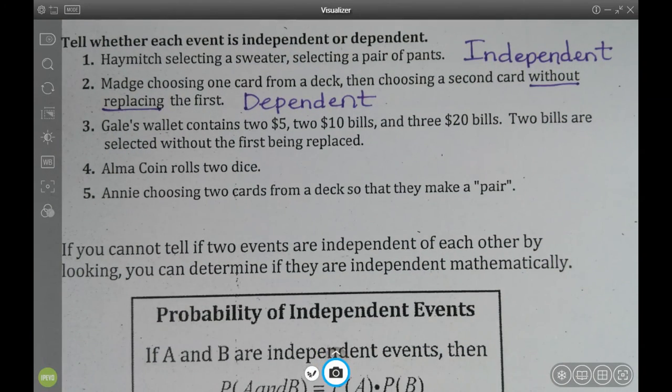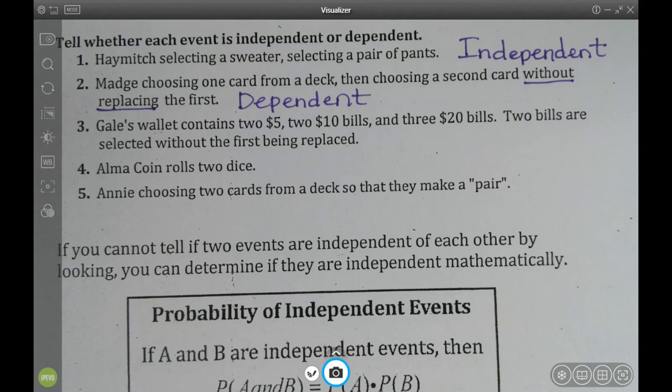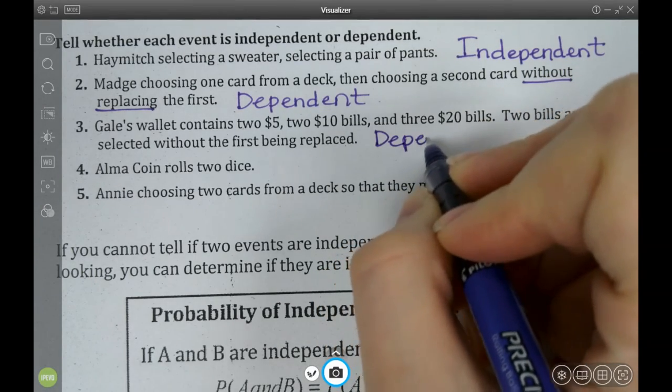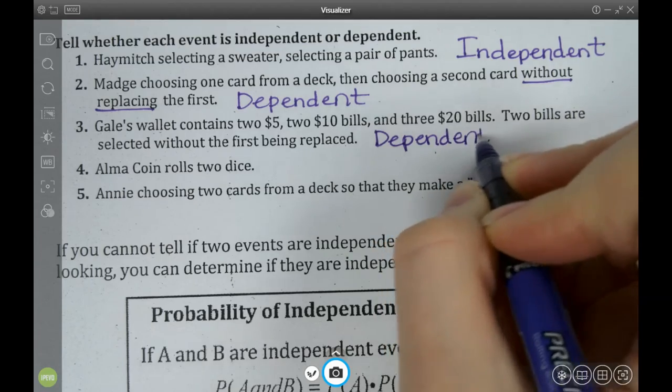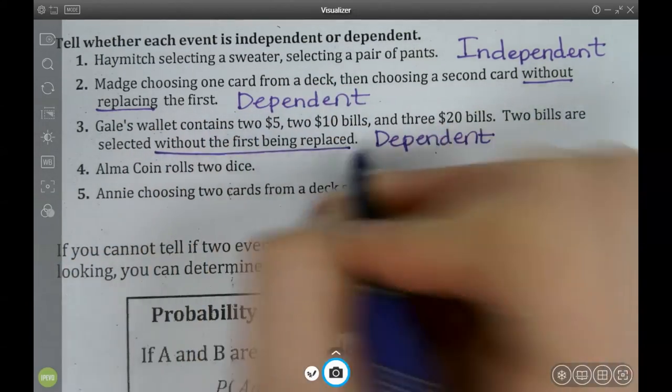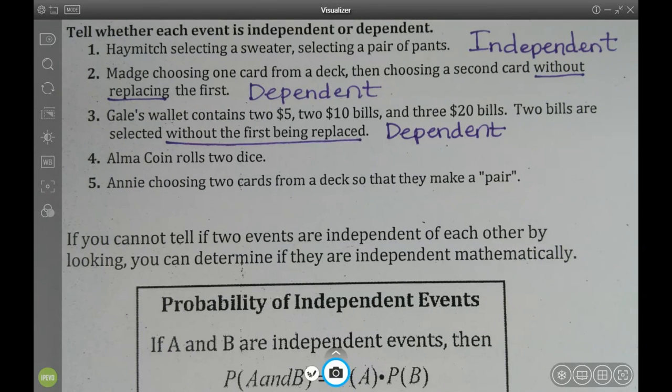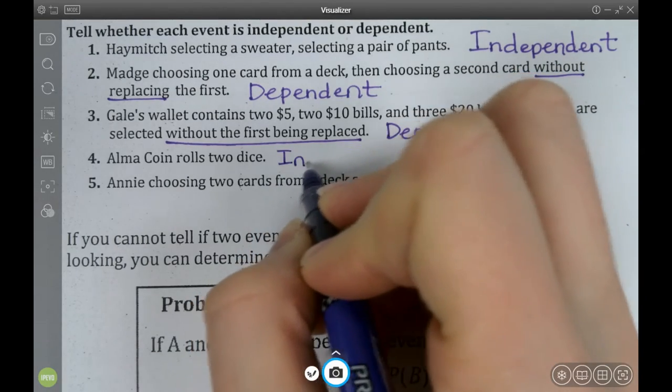Gail's wallet contains 2 $5 bills, 2 $10 bills, and 3 $20 bills. 2 bills are selected without the first being replaced. Independent or dependent? Dependent. Why? Still haven't replaced it. Okay. Alma rolls 2 dice. Does the outcome of one affect the outcome of the other? No. So that is independent.